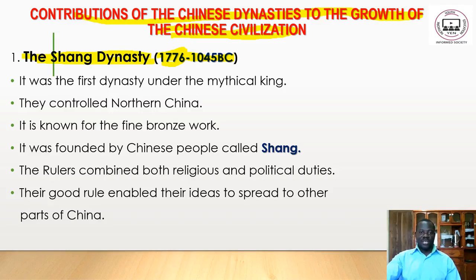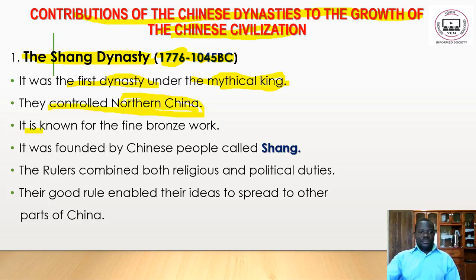1776 to 1045 BC. So it was the first dynasty under a mythical king. It was ruled by a mythical king, whereby it is not really known whether this man was really the king, because much is attributed to that one. They controlled northern China. So the Shang controlled northern China.